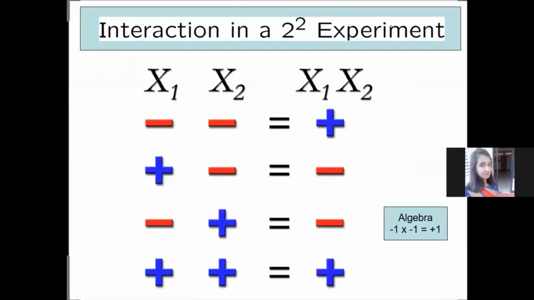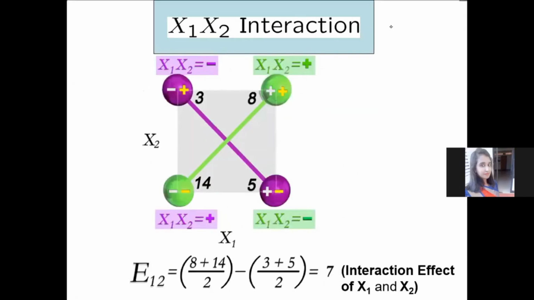In a simple form, 2 to the power 2 algebra, you simply multiply minus into minus, which is plus, so that we get the ultimate values, so that we get the interaction effect of x1 and x2. Here we are considering x1 and x2, not A and B. So this is how interaction effect could be explained. We are not going to calculate in this form, but this is just for the explanation.